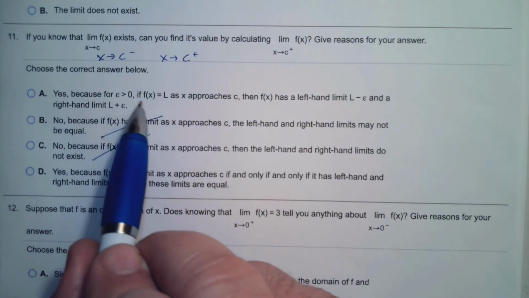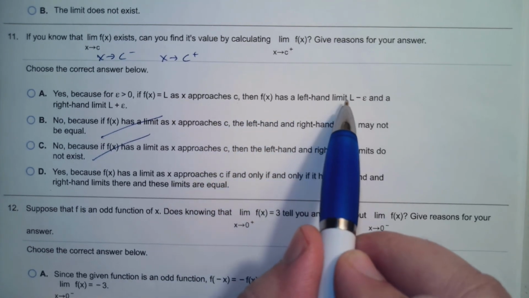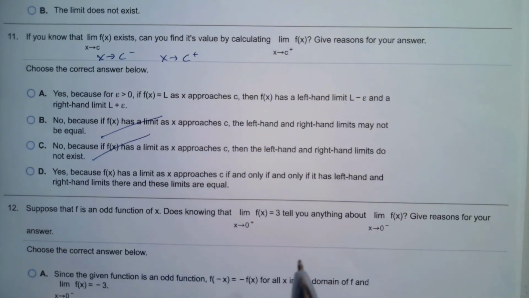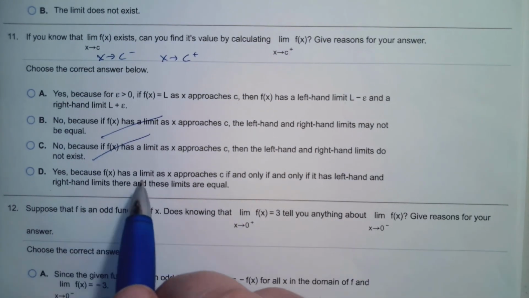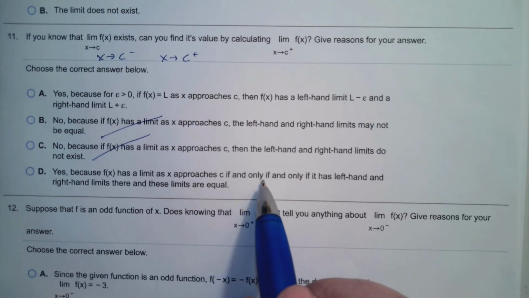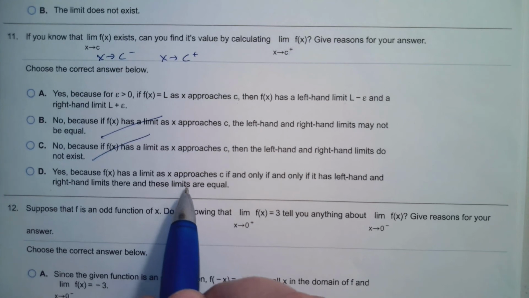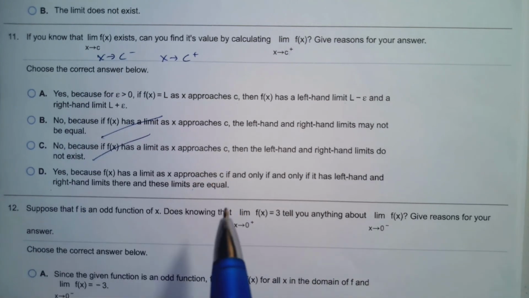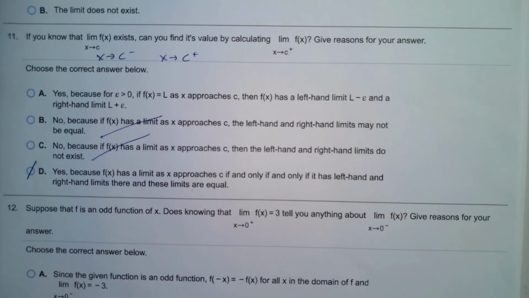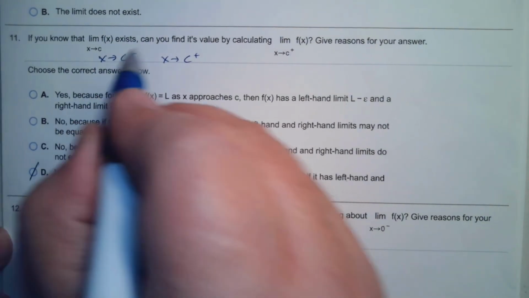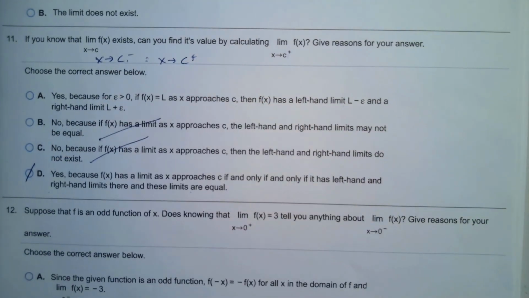Yes, because as x approaches c, then f of x has a left hand. No, I want a right hand. The limit exists if and only if it has a left hand and a right hand limit, and they're equal. And that's what that says. This is the left hand, this is the right hand. And if they're equal, that's the limit.